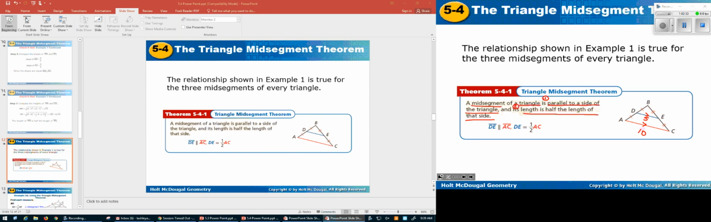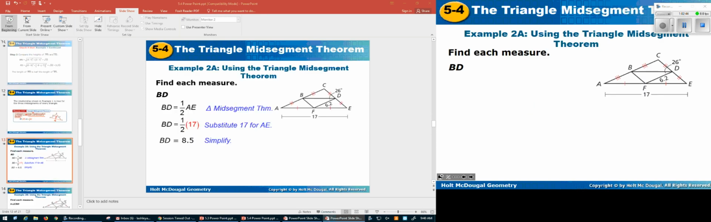So the triangle mid-segment theorem just says two things. A mid-segment will be parallel to the third side, and it will be half the length of the third side. Does that make sense? All right, and every mid-segment will have that characteristic. So you'll have problems like this one, where it says find each measure, and they're asking you to find the length from B to D.